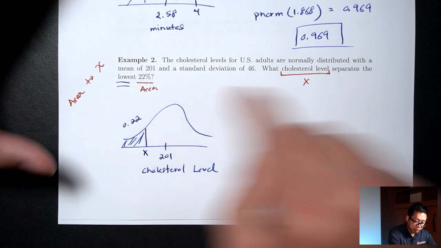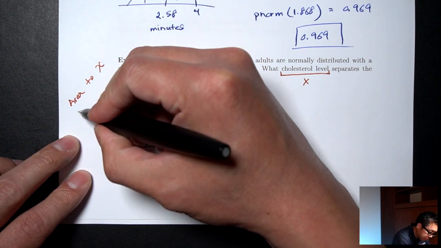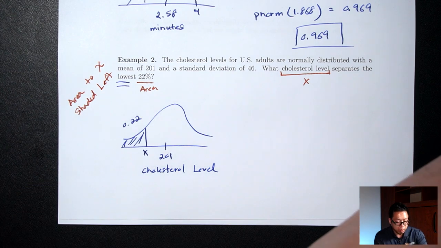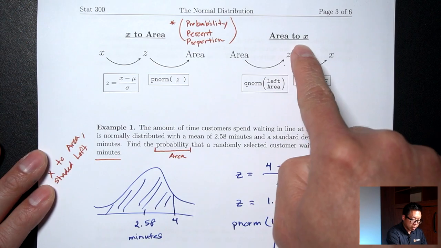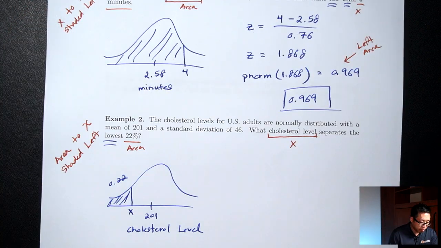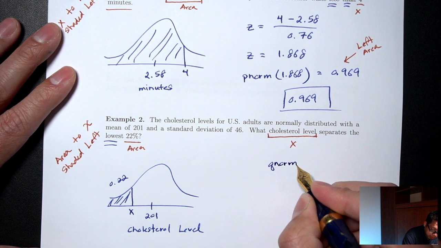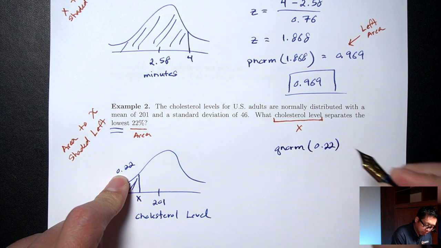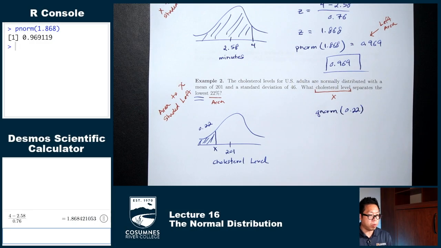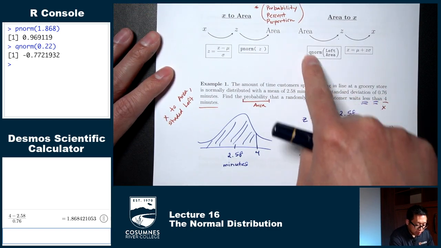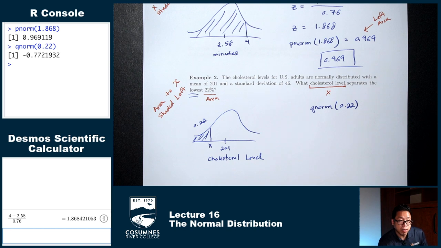So this we said was an area to X, and actually let me write here that we said this was shaded left, because it said lowest. Lowest is on the left side. This is area to X, shaded left. First thing I need to do is go from area to Z by doing a qnorm. So qnorm, the left area. The left area is this 0.22. So in R, we're going to do qnorm 0.22, and then round to three decimal places. Negative 0.772. Qnorm spits out a Z. So that negative 0.772 is a Z.